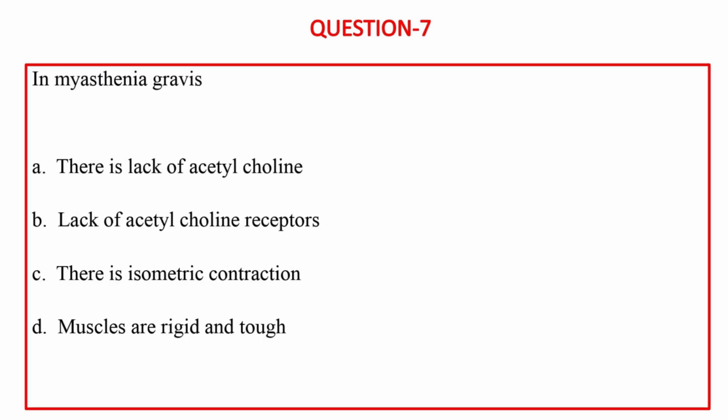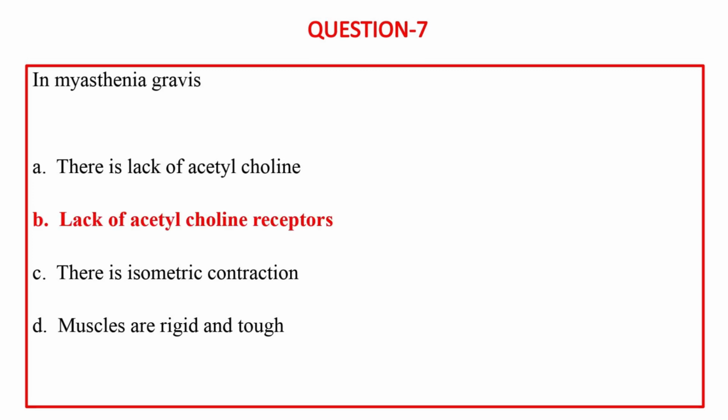Moving on to question number 7. In myasthenia gravis, they've given 4 options: A. there is lack of acetylcholine, B. lack of acetylcholine receptors, C. there is isometric contraction, D. the muscles are rigid and tough. The answer to this question is B. lack of acetylcholine receptors. So why does this happen?